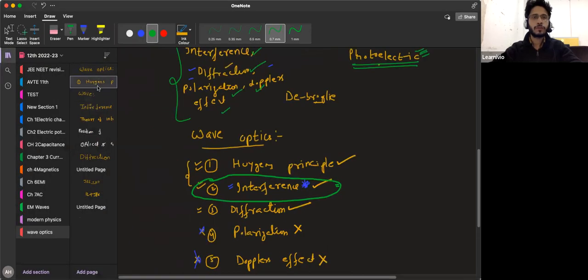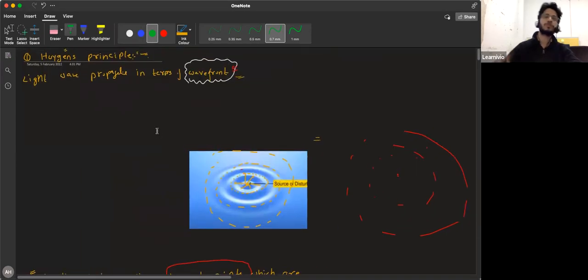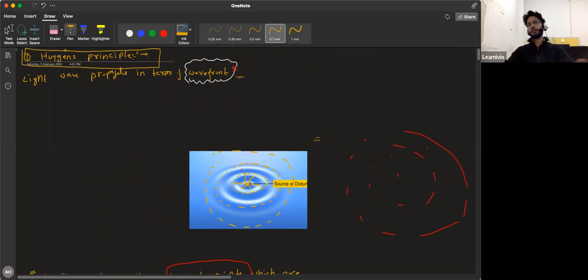Okay, so let's start with the first topic of wave optics, which is Huygens principle. Huygens gave the first theory for the propagation of light in the form of a wave. Before Huygens' theory, it was believed that light consists of a stream of particles. There was a theory given by Newton, known as the corpuscular theory. In the corpuscular theory, Newton said that light consists of a stream of moving particles. So light basically has particle nature. Huygens was the first person who proposed the wave theory of light.